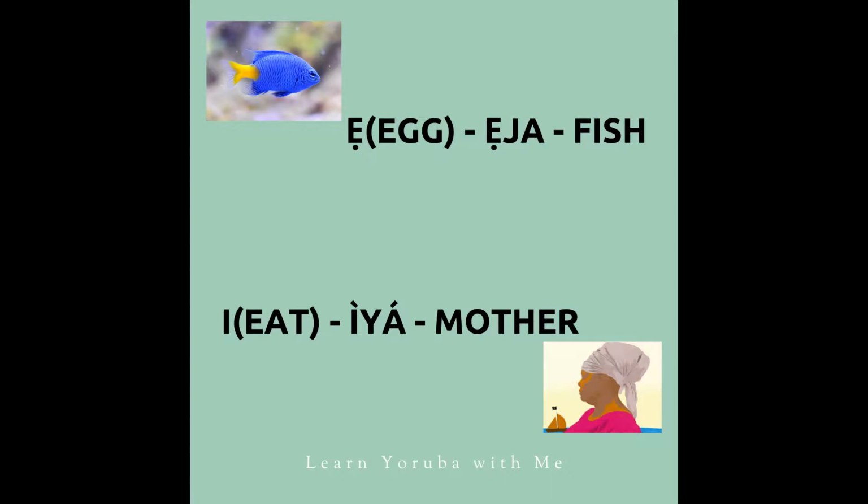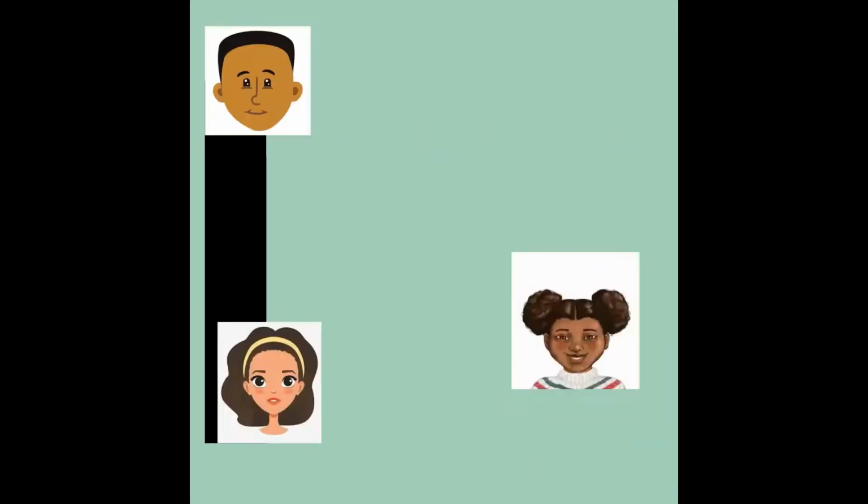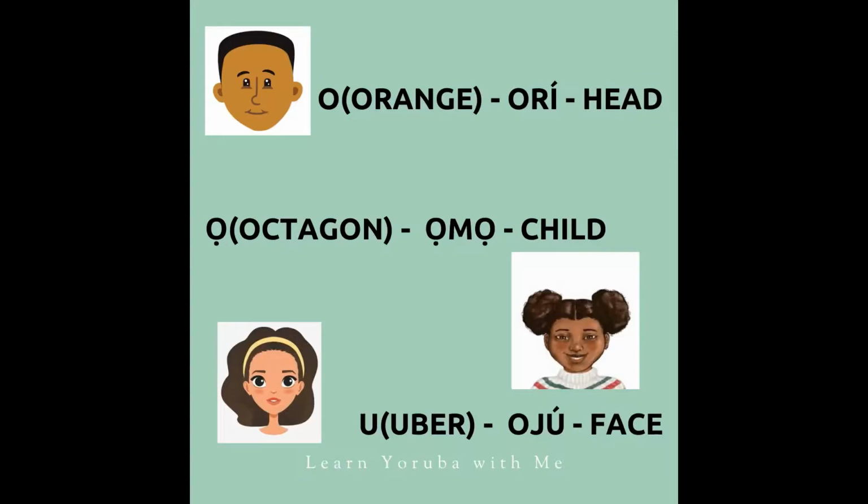Then we also have the o vowel. O. The o vowel corresponds to the English word orange. O, orange. And the Yoruba word that has o in it is ori, ori, which is head. Then we have the o sound, as in octagon. The o sound is somewhat a bit difficult to pronounce, so just keep practicing it and you'll get it. The word with that sound in Yoruba is omo, omo, which is child.